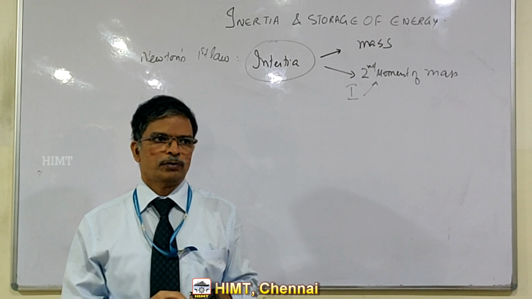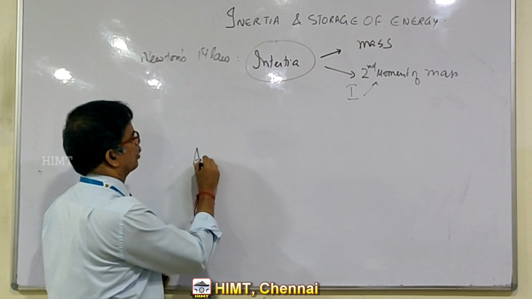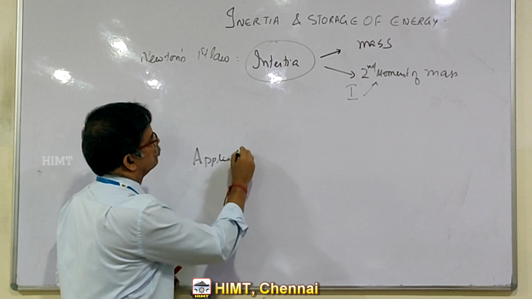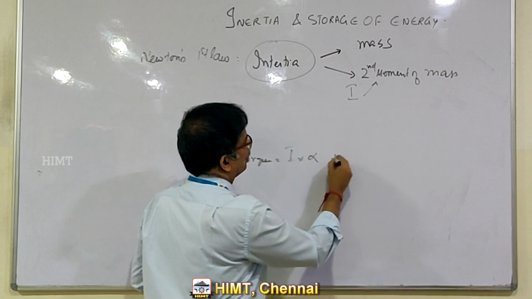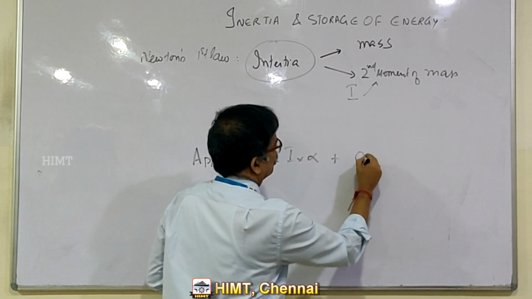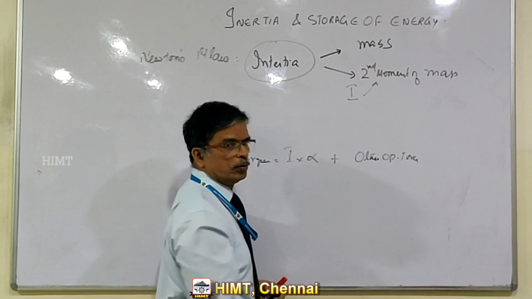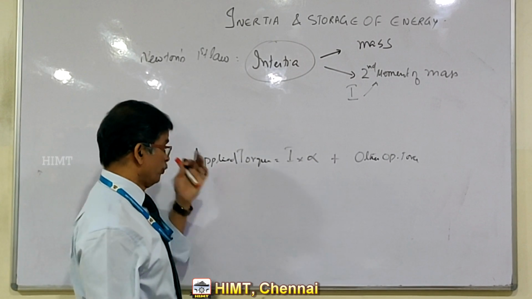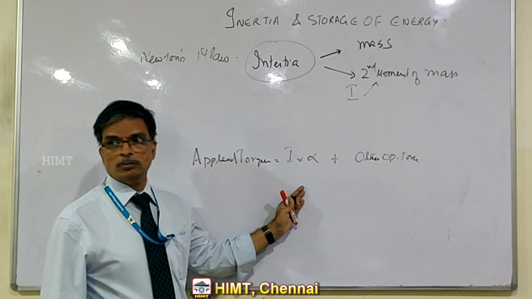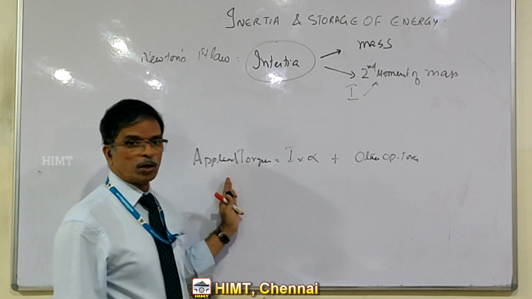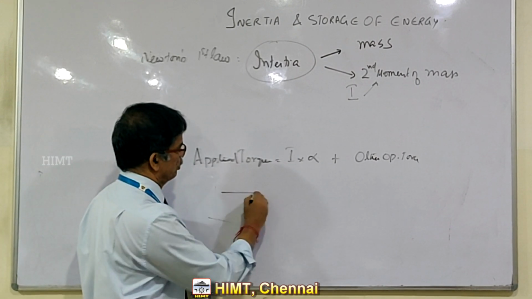So the logic is, if you write the equation once again, how will you write? Applied torque equals I into alpha plus all the other opposing terms: friction and work done part. If a motor is driving a compressor, the torque of the motor will be more or less steady. Motor is driving a compressor, this will be more or less steady.